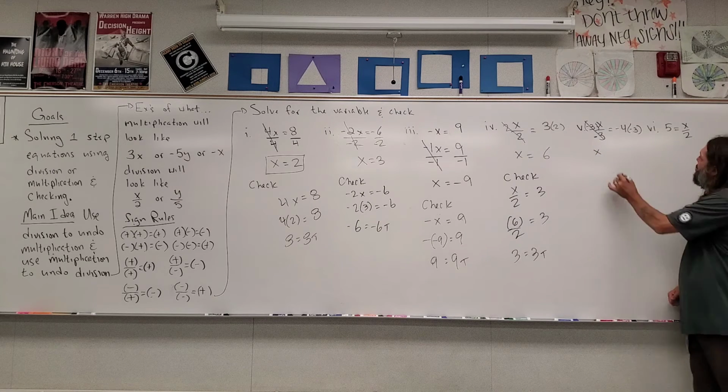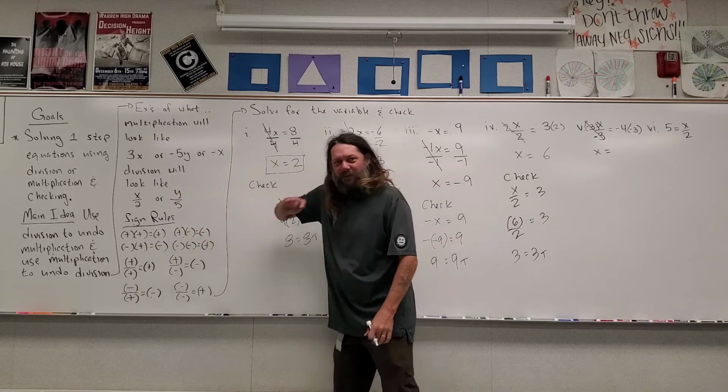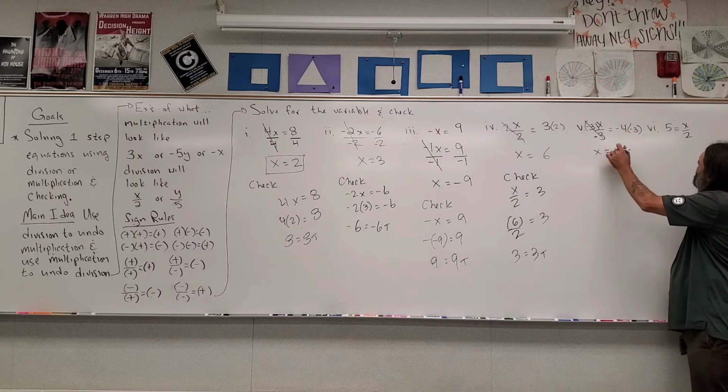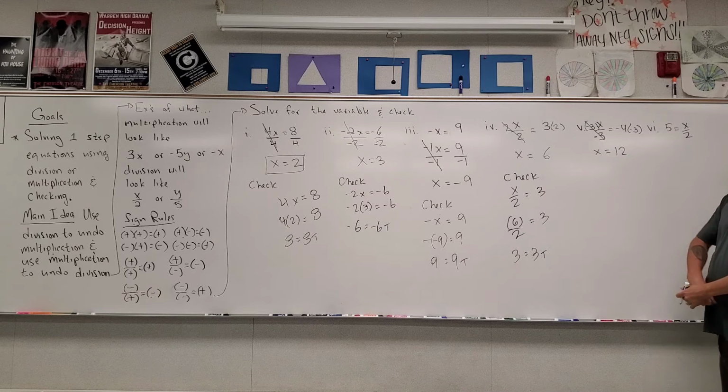And let's see here, x is going to equal, and I now know that a negative times a negative is a positive. Negative times a negative is a positive, so -4 times -3 is going to get me to positive 12. So now that I've got x by itself, I can now check.